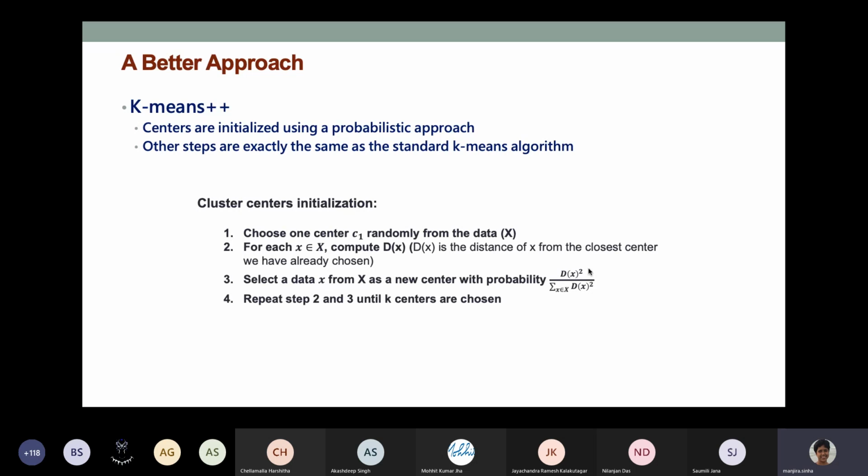And we repeat. So basically the data point which has the highest probability will be chosen as the cluster center, and we repeat steps 2 and 3 until all the K centers are chosen.